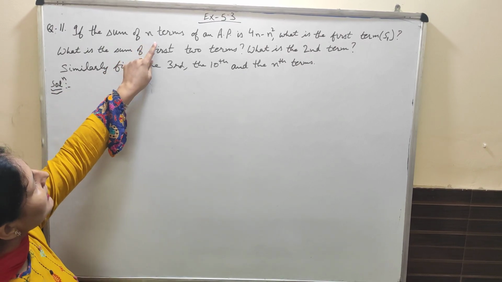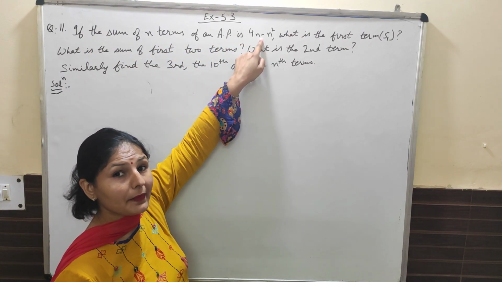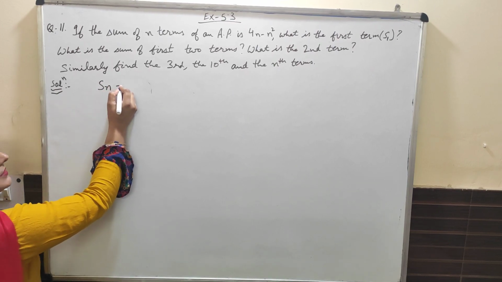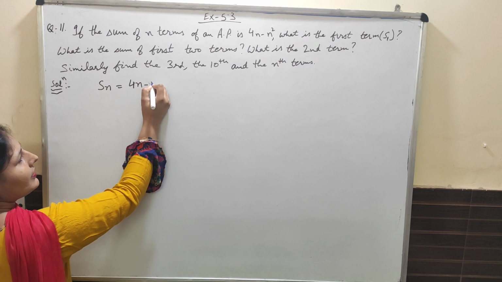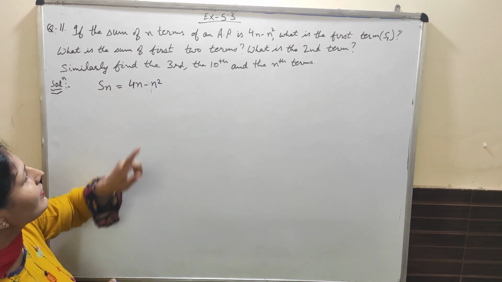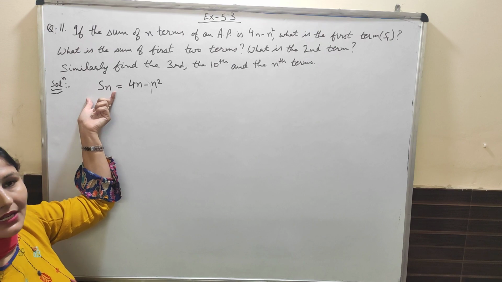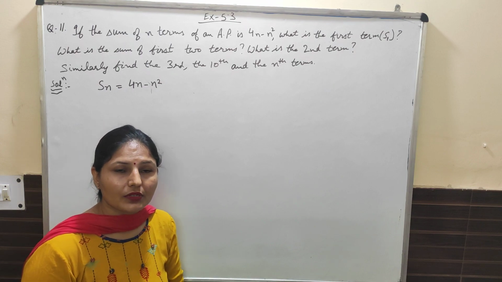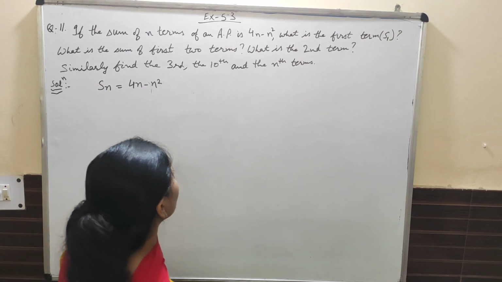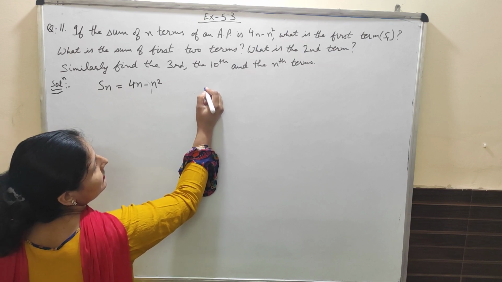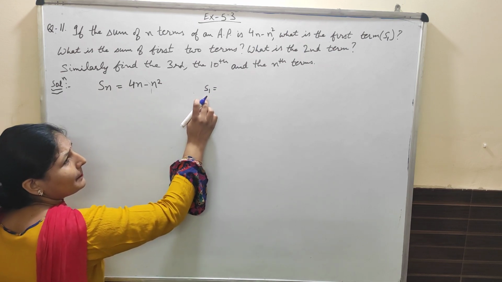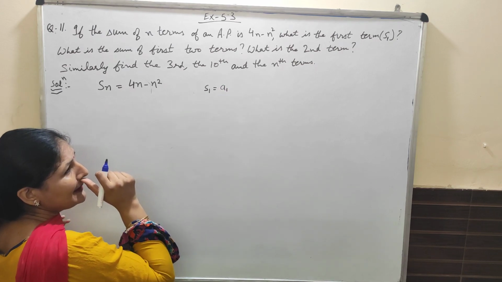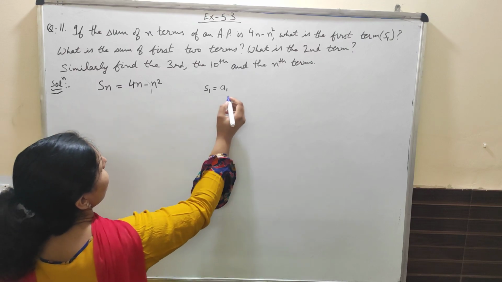If the sum of first n terms of an AP is given, which is Sn is equal to 4n minus n square. Sum of n terms of an AP means Sn is given here, which is equal to 4n minus n square. What is the first term? What we have to find, you can write here. S1, first term, means S1, or it is denoted as A1 also.